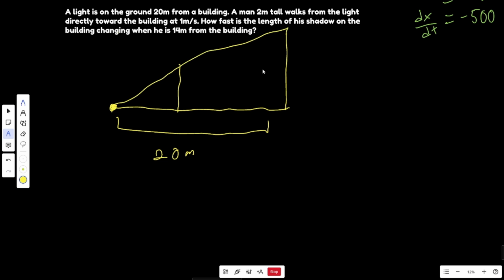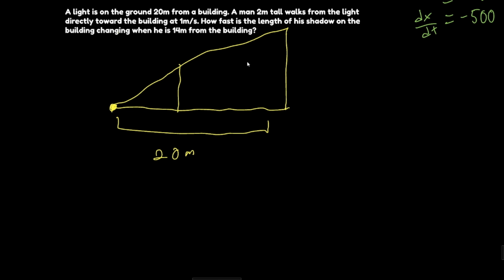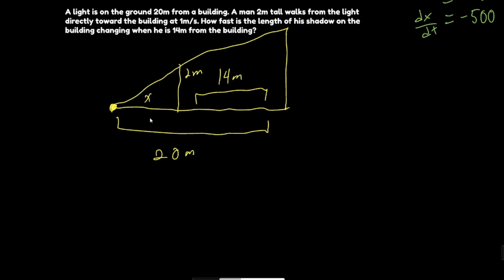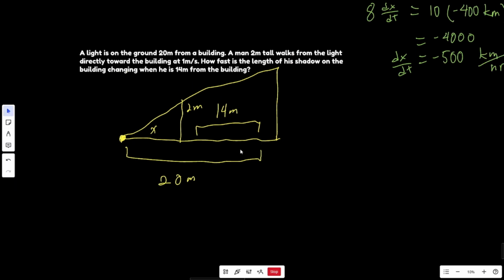We're trying to find the length of his shadow on the building when he is 14 meters from the building. So this distance here should be 14 meters. This guy is 2 meters, and this is, well, let's just call it x. Well, we do know that it's supposed to be 6, but let's just call it x for now. Okay, so from here, what do we have to do first?